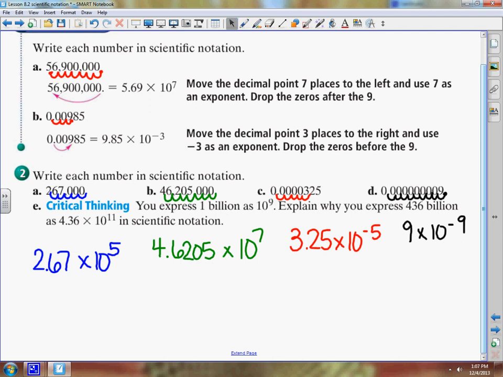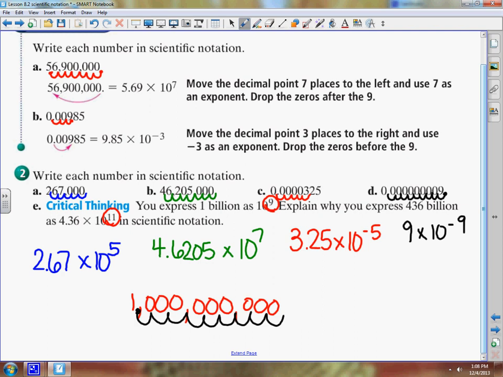So for E it says you express 1 billion as 10 to the 9th. Explain why you express 436 billion as 4.36 times 10 to the 11th in scientific notation. So why would it change from 9 to 11? Well, if you look at this, 1 million, so there's 1 billion. If I move my decimal point 1, 2, 3, 4, 5, 6, 7, 8, 9, I have a number between 1 and 10, so that's pretty easy.